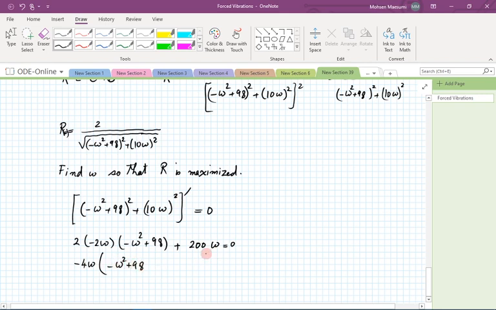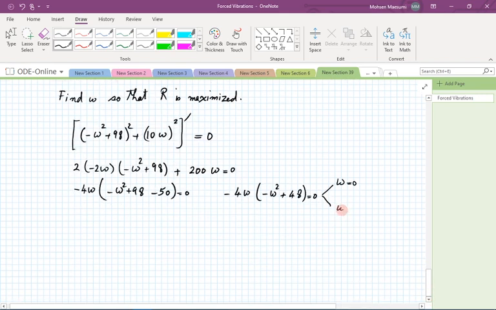From that one I factored omega. Factor 4 out of that leaves you with 50. So minus 4 omega times minus omega squared plus 48 equal to 0. Three options: omega equal to 0, then omega is equal to plus or minus square root of 48.